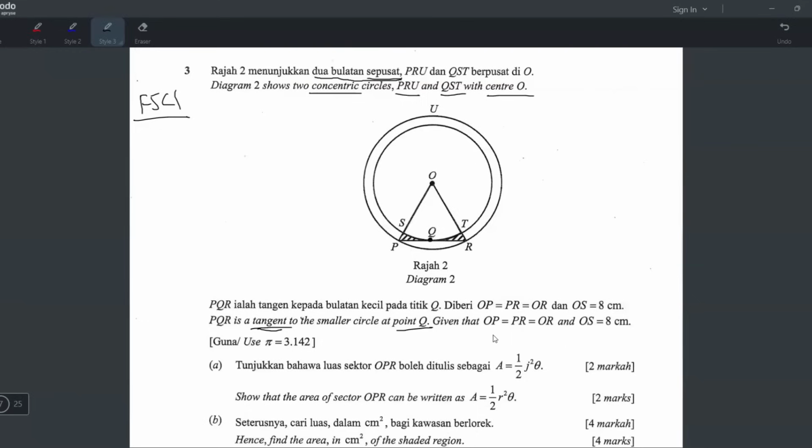But I don't want to draw it first. Let's see what else. OP, PR, OR equals. So OP, okay, it's this one. And then OR and then PR all equals.